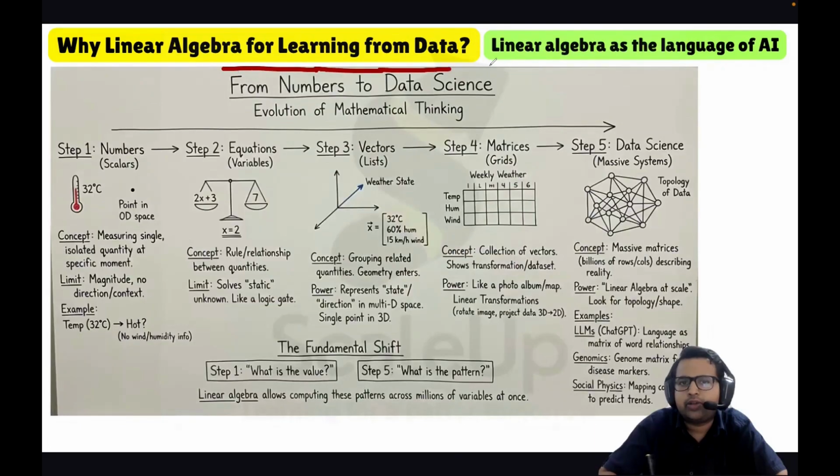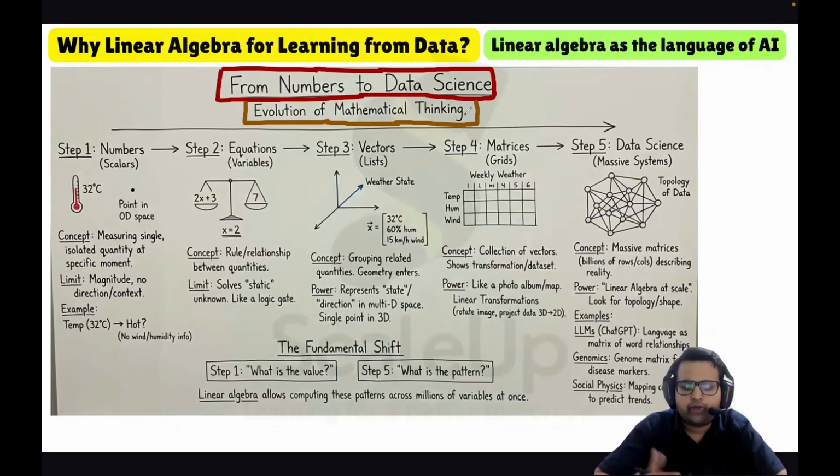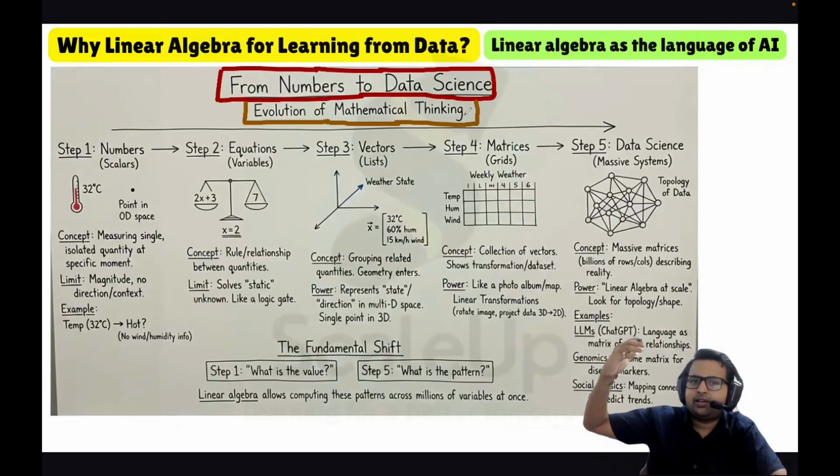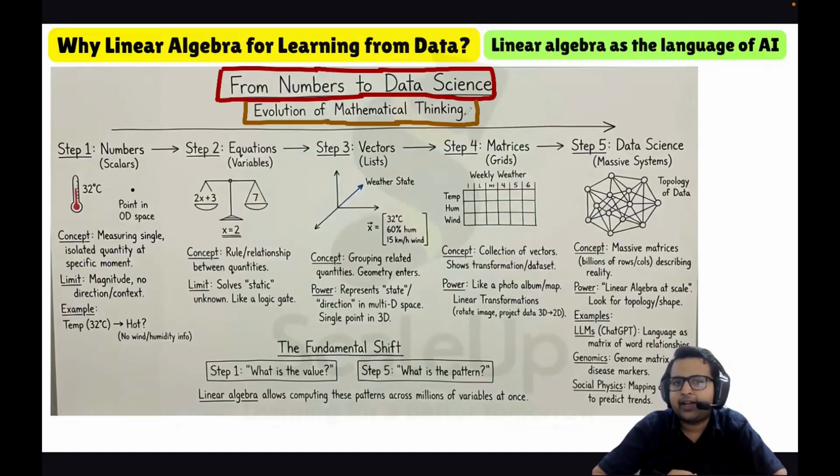From numbers to data science, the evolution of mathematical thinking. The evolution of mathematical thinking represents a shift from measuring objects to measuring relationships and finally to measuring entire systems. We started the mathematical journey by measuring objects, then we started looking into measuring relationships, and now we are measuring entire systems. This progression is what allowed us to move from simple counting to building artificial intelligence.